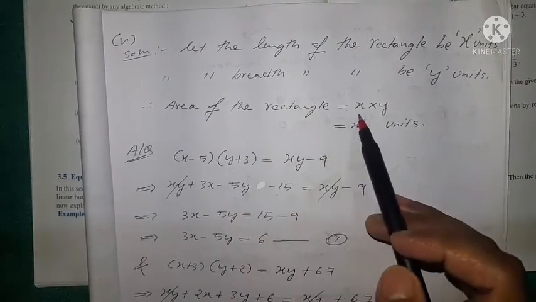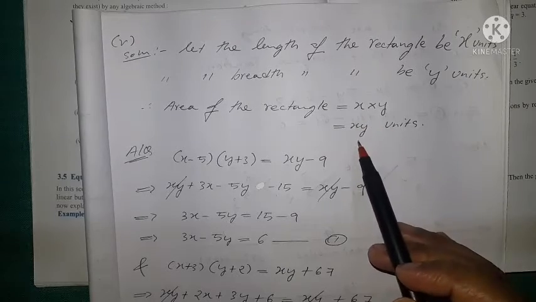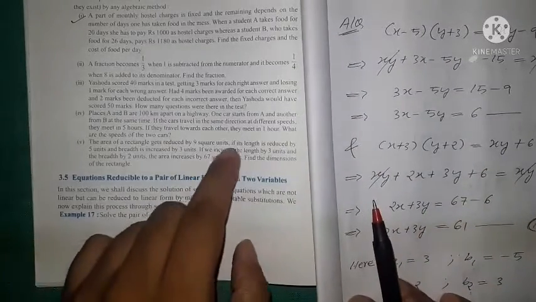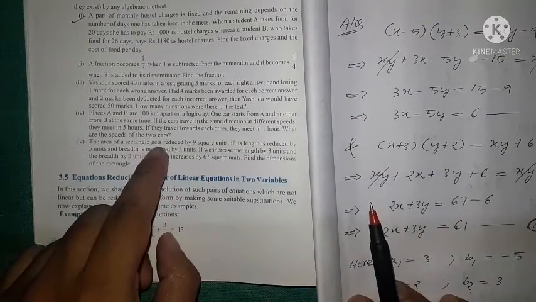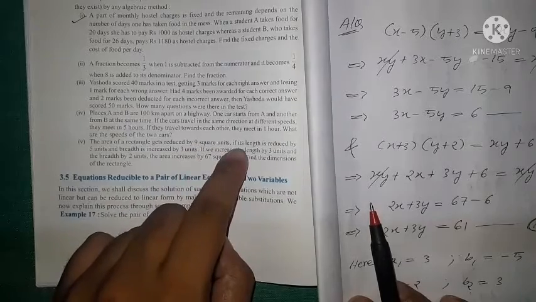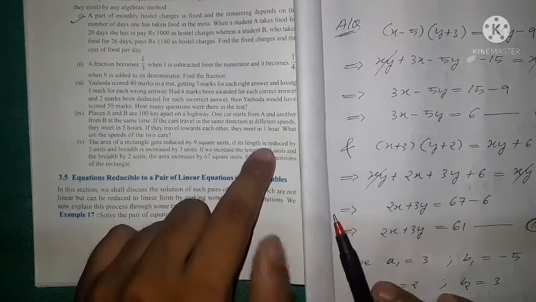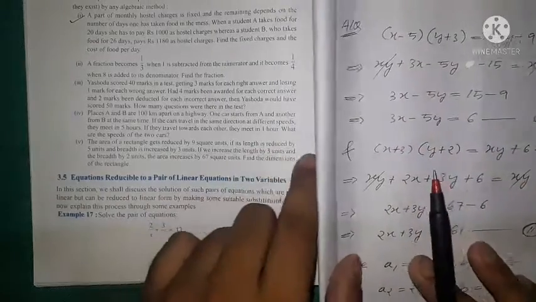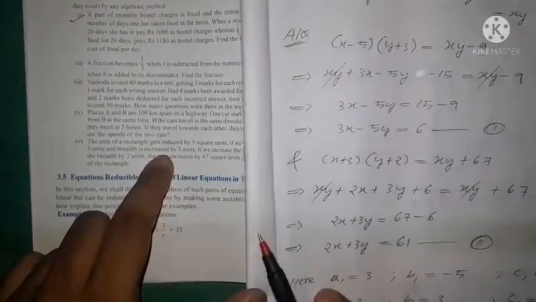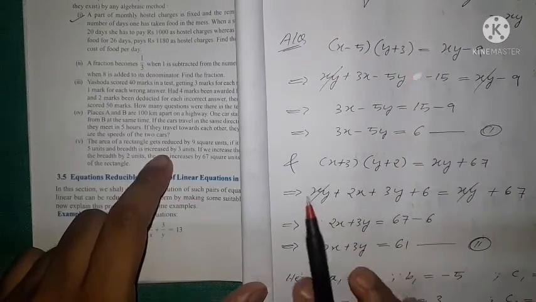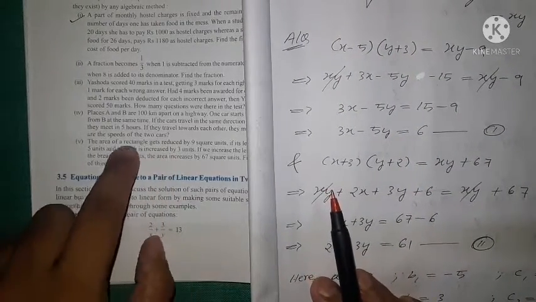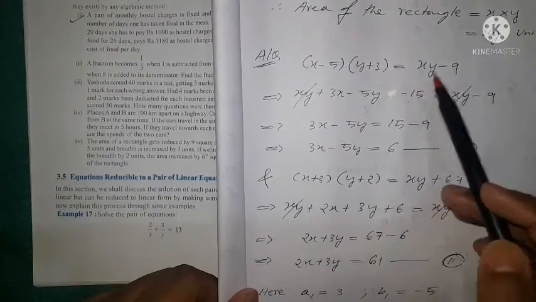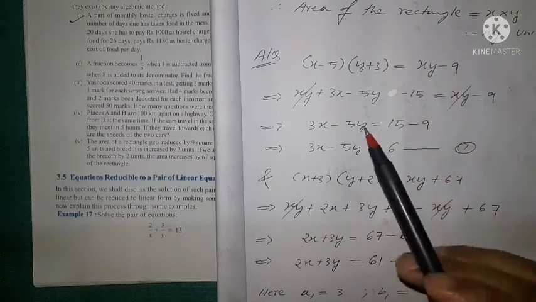Therefore the area of the rectangle, we know it is length into breadth, so that is x into y, equals xy square units. According to the question, the first condition: it is given that the area of the rectangle gets reduced by 9 square units if the length is reduced by 5 units. So length is reduced by 5 units, that is x minus 5, and the breadth is increased by 3 units, so y plus 3. Then the area of the rectangle gets reduced by 9 units, that is xy minus 9. So this is the area, so it gets reduced by 9 units.